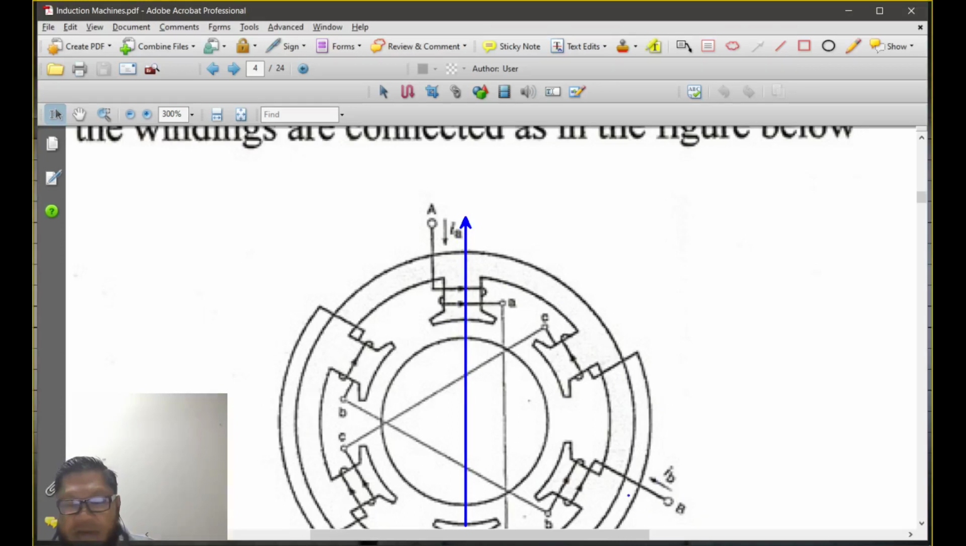And then for IB, the current is flowing through here, so the current is actually flowing through that coil that way. So if you grab the B pole, the magnetic field will be in that direction.